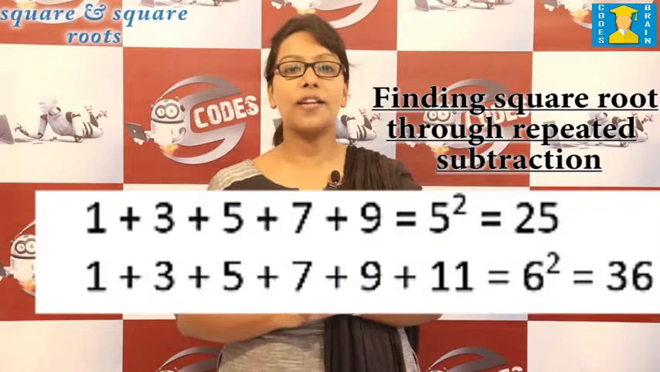Recall the pattern formed while adding consecutive odd numbers. See this pattern. Sum of the first n odd numbers is equal to n square. The above pattern can be used to find the square root of the given number. Let's see that. Step 1. Obtain the given perfect square whose square root is to be found. Let the number be a.